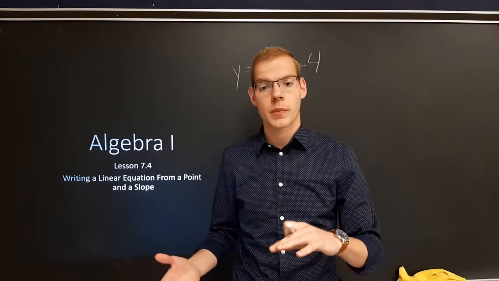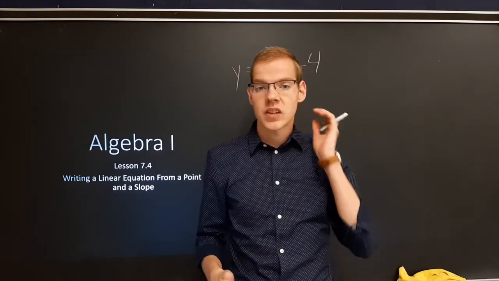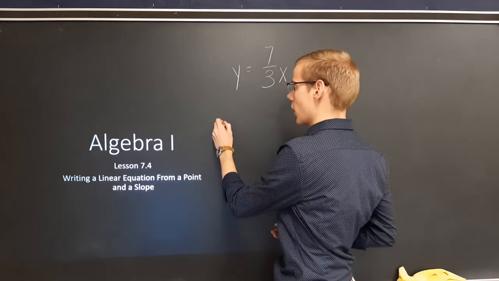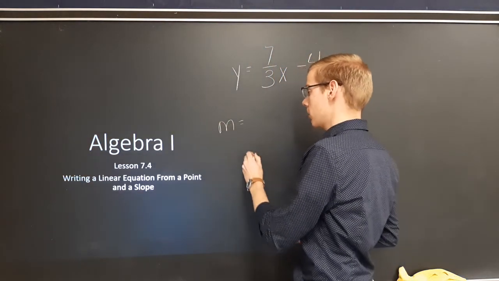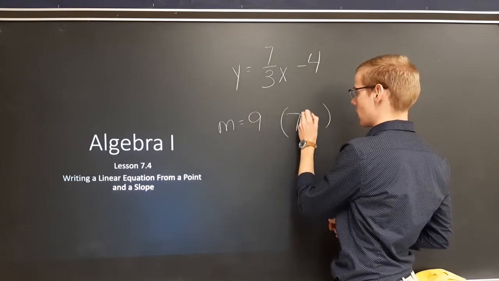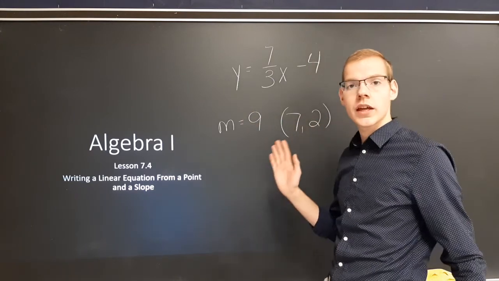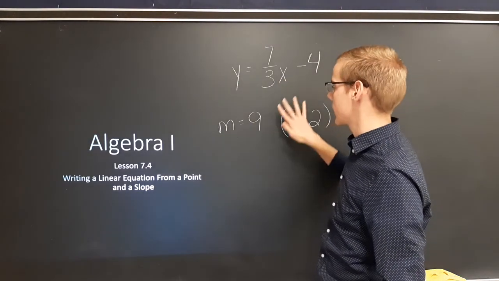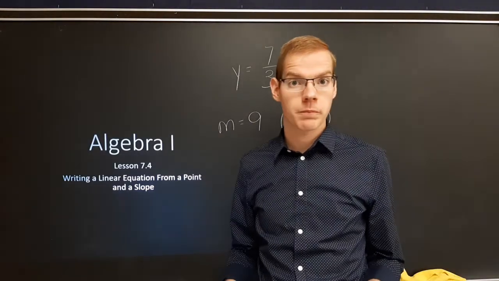What today's lesson is about is basically taking any type of number. Let's say we have our m, which is, let's say, a 9, and then we have our coordinate, which is maybe a 7 and a 2, and then making something like this from this. How do we do that?